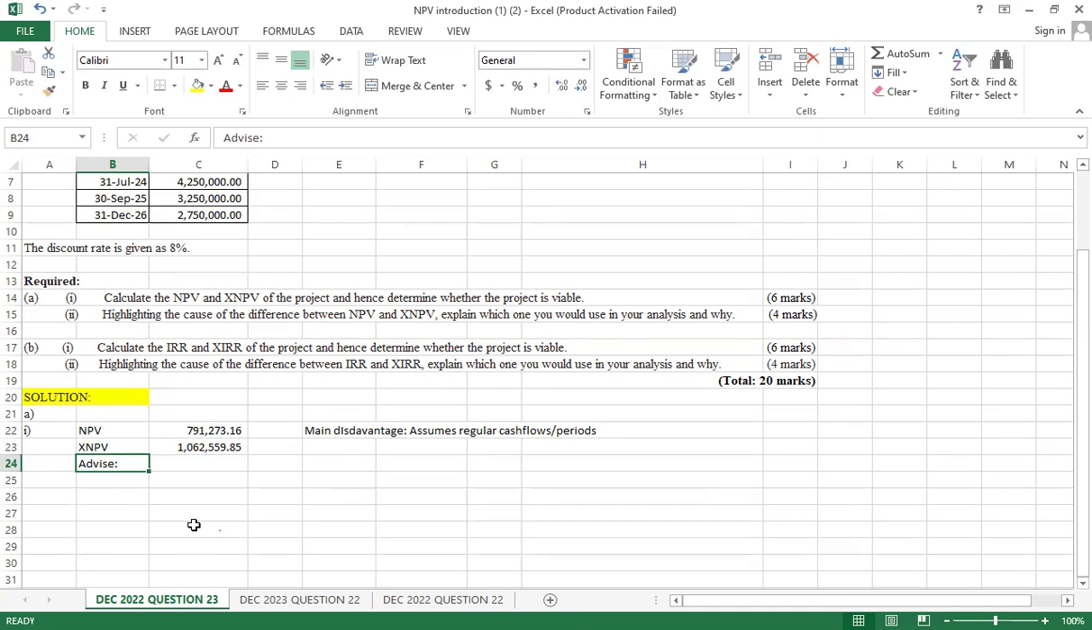Is that project viable or not? The NPV is positive. I assume it is viable. Yeah, so because the NPV is positive, then the project is viable. So we can just comment that the project is viable because NPV is positive.